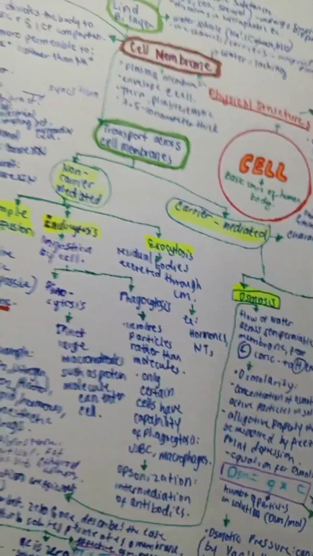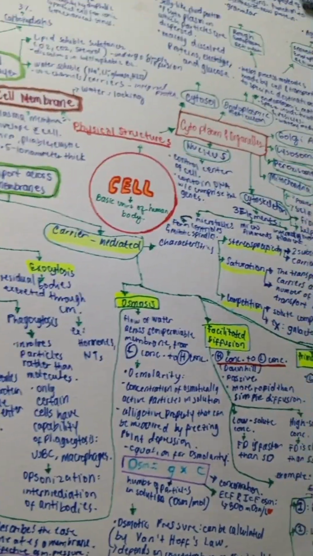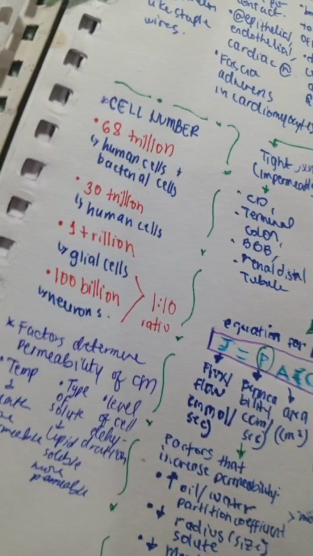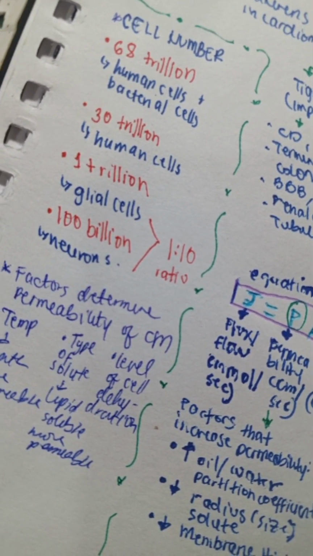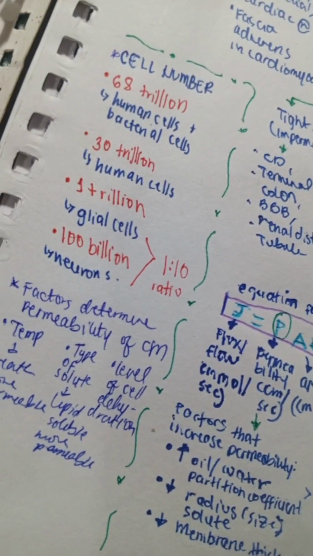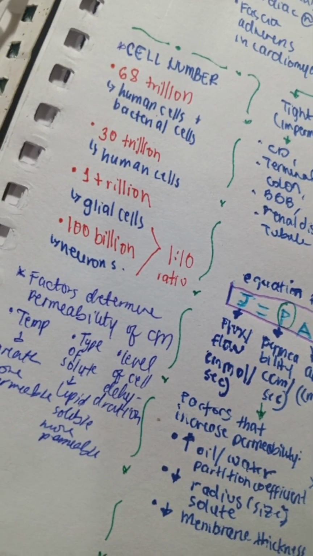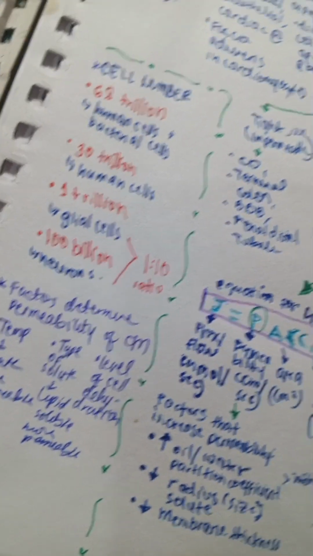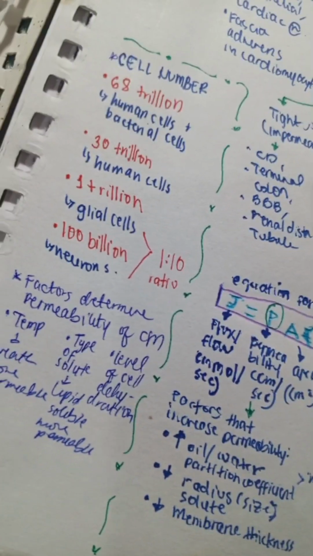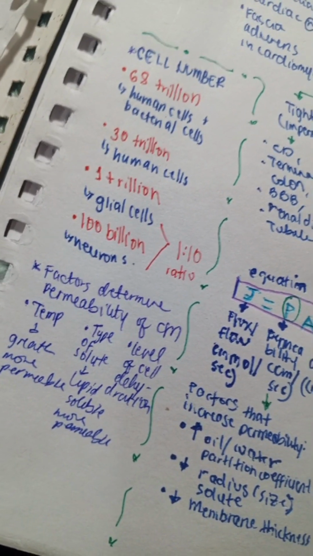So that's the transporters of the cell membrane. Before we go to the cytoplasm and organelles, we'll have a trivia first. There are 68 trillion human cells, plus bacterial cells, 30 trillion human cells, 1 trillion glial cells, and 100 billion neurons. So there is a 1 to 10 ratio between the neurons and the glial cells. 1 trillion glial cells is equivalent to 100 billion neurons.